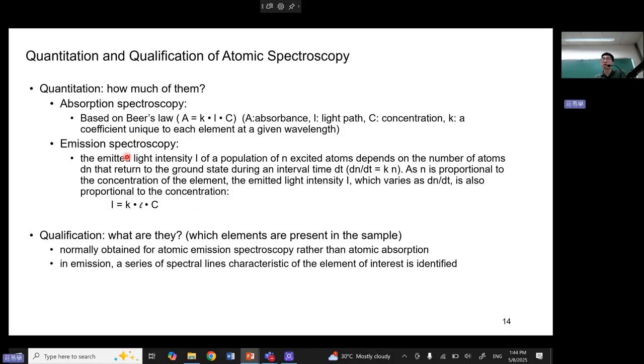How about emission spectrometry? Well, we measure the light intensity emitted from the excited elements. Okay, so here I represent the intensity. So when we measure, we have the measured intensity values. It is proportional to the concentration.